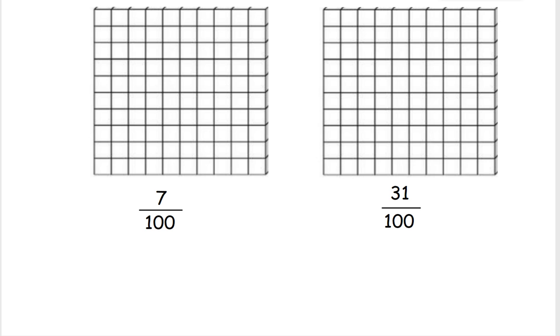Okay. So if I wanted to show hundredths on a chart, I would use this hundreds chart here, or it's called a hundreds block. Okay, so 7 hundredths would be, I would fill in 7 of these blocks. So 1, 2, 3, 4, 5, 6, 7. So that's what 7 hundredths would look like. 31 hundredths would look like this. So each row is 10. So that's 10, 20, 30, plus one more is 31. So that's what 31 hundredths would look like.